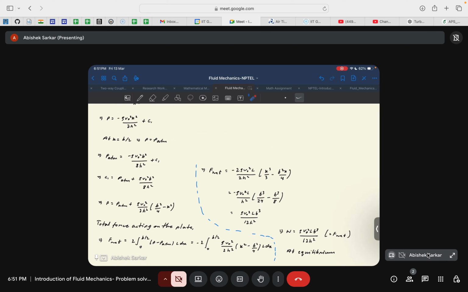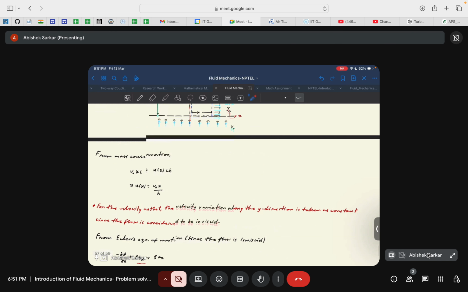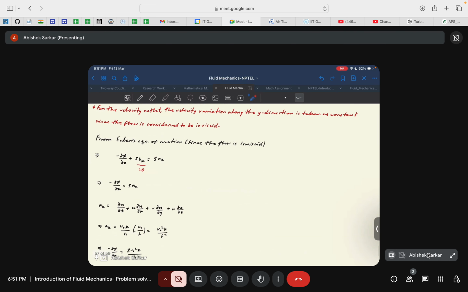Now the total force that acts on the plate would be 2 times the integration from 0 to b by 2. If I go back again in the diagram, I'm sorry for scrolling back and forth so many times. We have only considered this half part of the problem because of the symmetry. So considering the problem to be symmetrical, the integration would be the integration of an even function. So rather than integrating from minus b by 2 to plus b by 2, let's integrate 2 times 0 to b by 2. Okay, that's what we are doing.